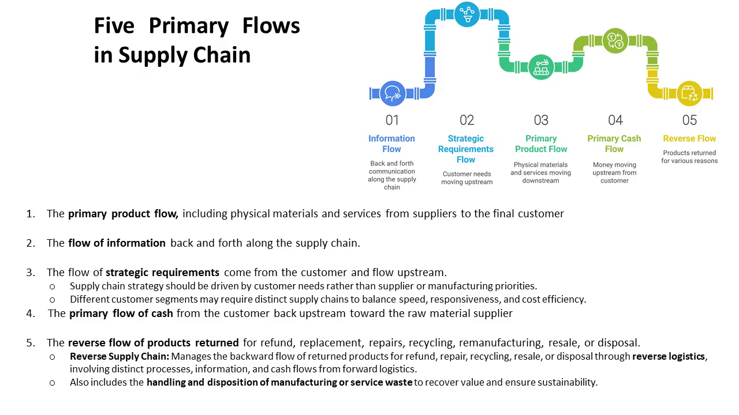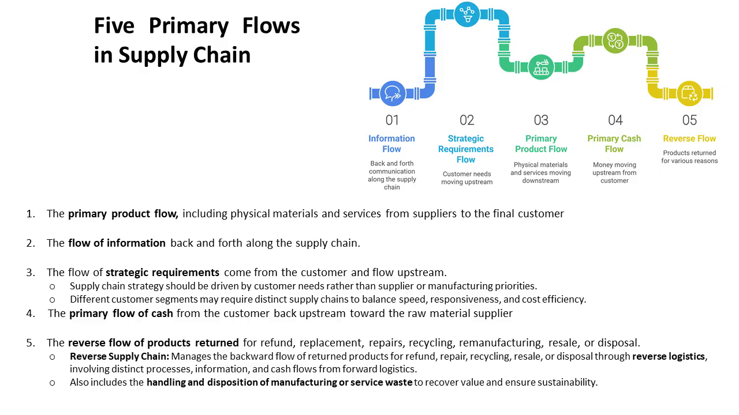Well, that's where it gets really strategic. There are 3 key upstream flows. First, the strategic requirements flow. This is absolutely crucial. It starts with what the customer actually needs or wants, and that dictates the whole production strategy. It flows upstream from the customer through the retailers, the distributors, all the way back to the supplier. So you don't just start with what the factory can make. Exactly. You start with customer demand. That pull dictates everything. Makes sense.